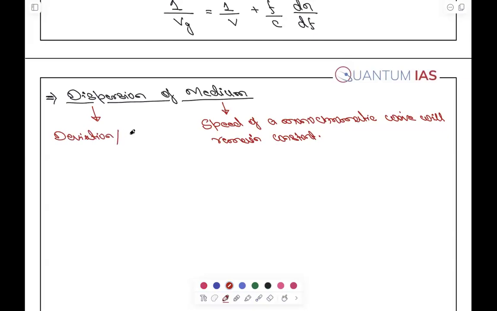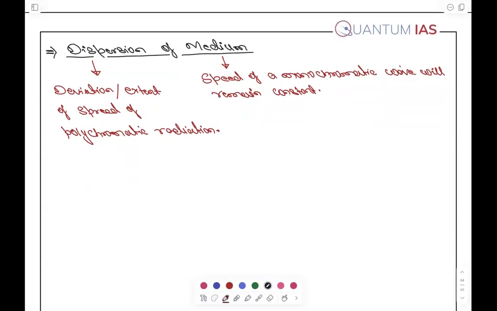deviation or extent of spread of polychromatic radiation. Polychromatic radiation. जैसे मैं तुम्हें एक एग्जांपल देता हूं, अंडरस्टैंड. Example of light wave, you will understand this thing.